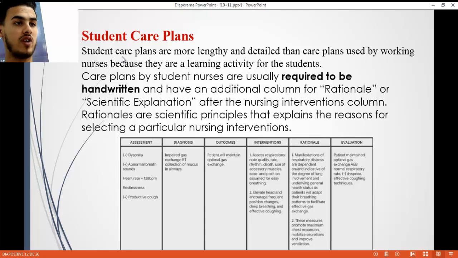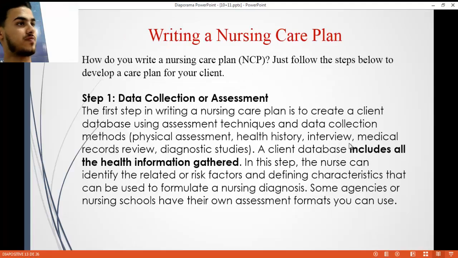For example, while you have a patient who is suffering from blood pressure, you are obliged to check his or her heartbeats. So here is the rationale, to see the real scientific reason behind your intervention. And we see here the example with 1, 2, 3, 4, 5, 6 columns, which contains assessment, diagnosis, outcomes, interventions, rationale in your case as a student, and evaluation.